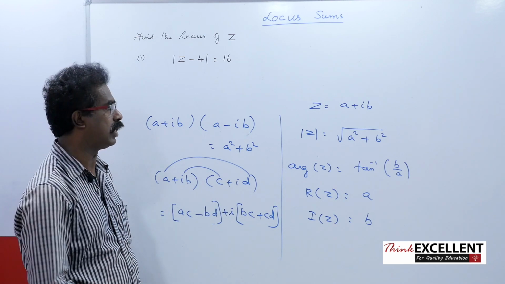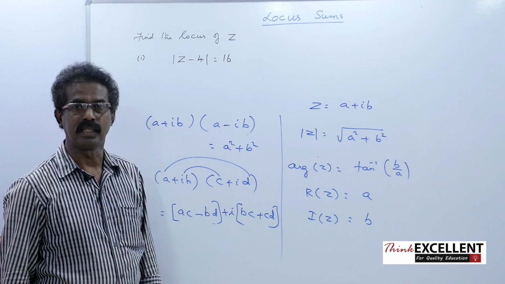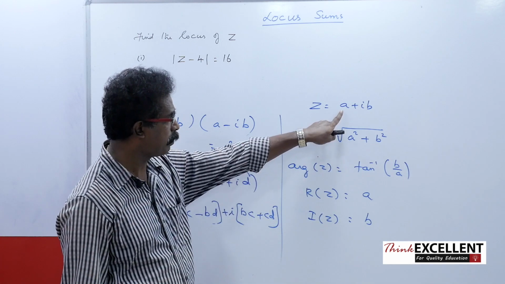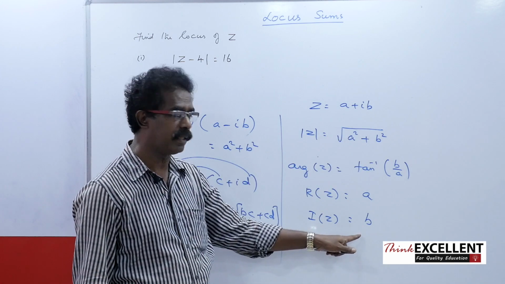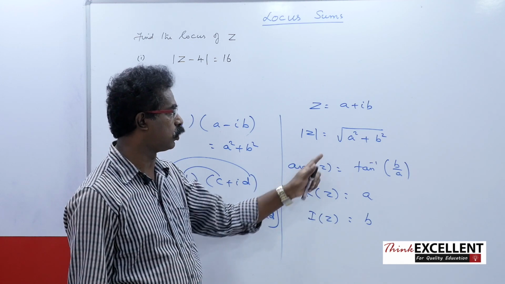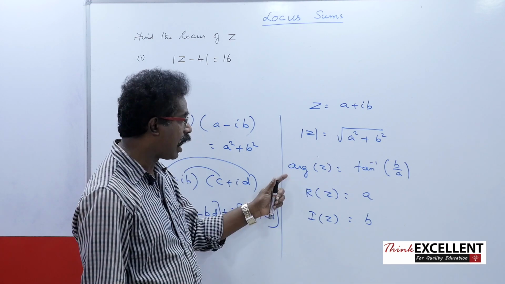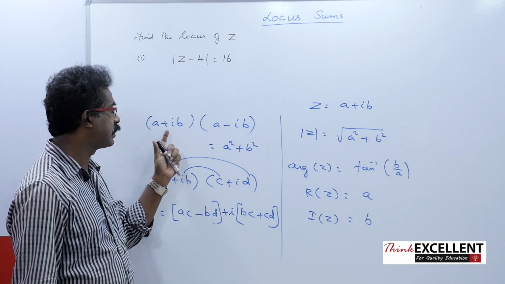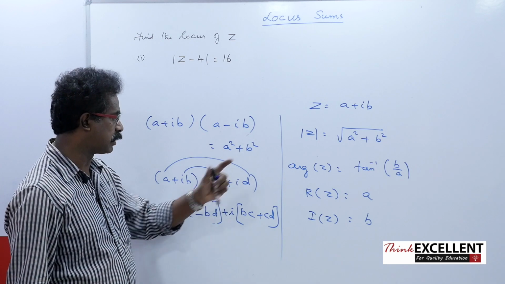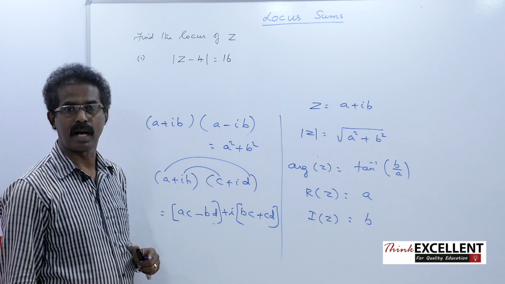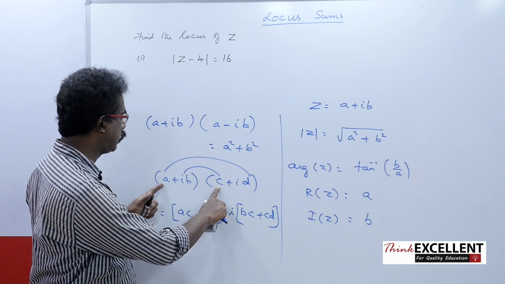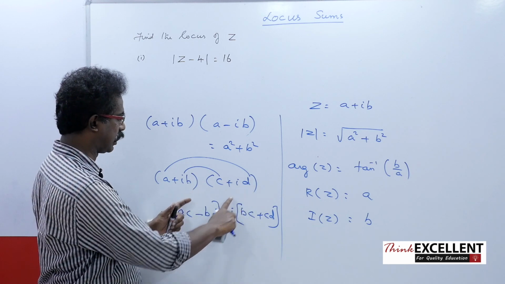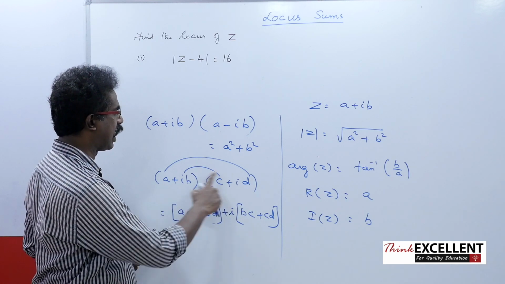So these are the results you need to do sums in locus. First, z is a complex number a plus ib. The real part is a, the imaginary part is b. The modulus of a complex number is root of a square plus b square. The argument of the complex number is tan inverse b by a. Then a plus ib into a minus ib is a square plus b square. Then how to multiply two complex numbers? Multiply to get the real part: first and first, second and second, plus i into the middle two and the last two.